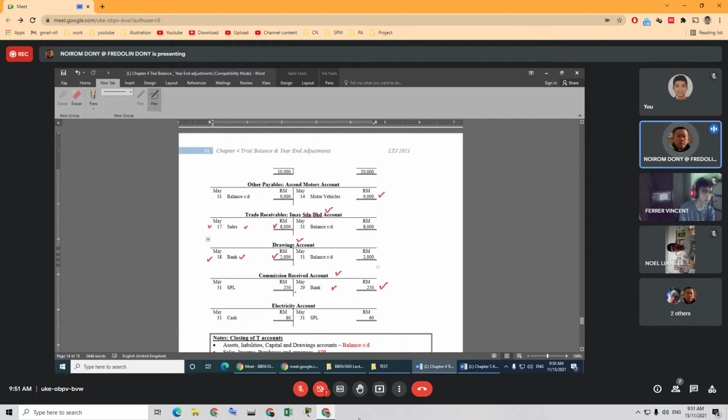Okay, and on the 30th, purchased 30 units of goods at 200 each from Groovy Enterprise. We have opened up Groovy Enterprise and we have opened up purchases. So we just do the recording. The total amount is 30 times 200, which is 6,000.